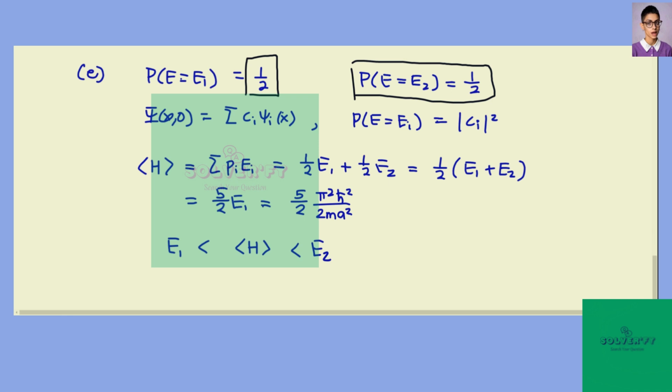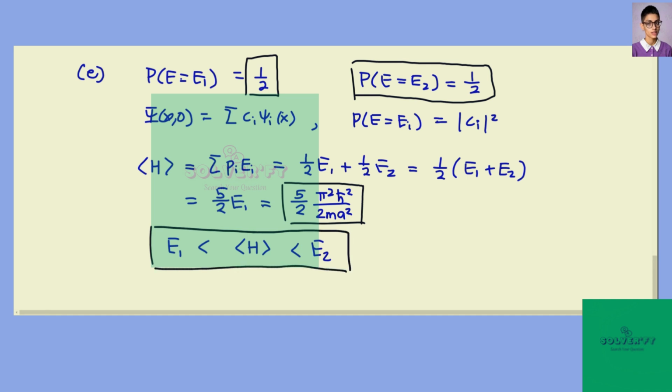And so this is the expectation value of the Hamiltonian, and this is how it compares to E1 and E2. And that's all for this question.